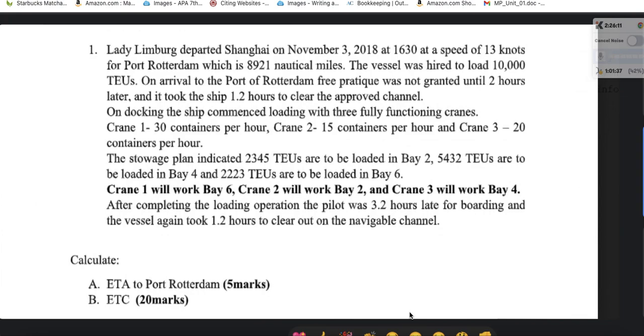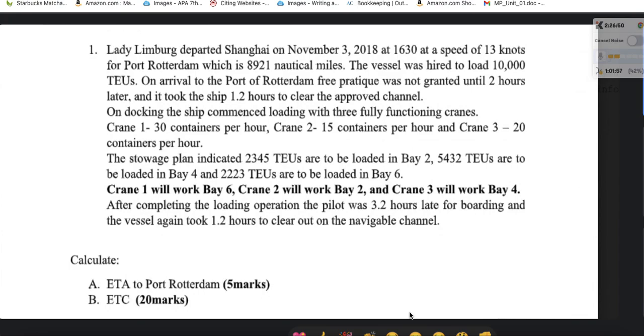Alright, so undocking, the ship commenced loading with 3 fully functioning cranes. Crane 1, it is not saying 1 to 30 containers per hour. No, it is saying crane 1 will load 30 containers per hour. That is what it is saying. Crane 2 will load 15 containers per hour. Crane 3 will load 20 containers per hour.